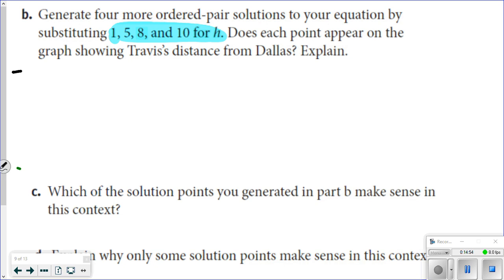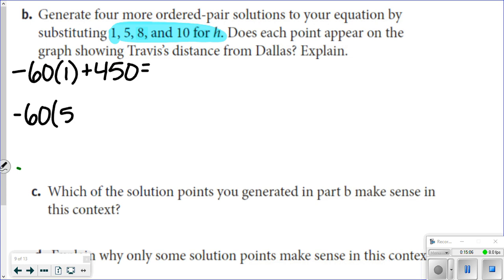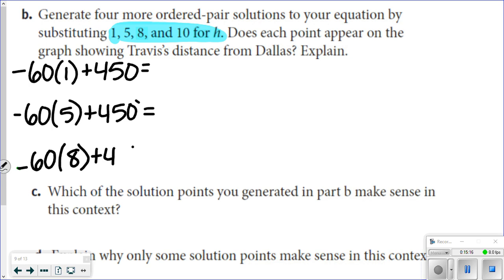So what you're going to do is you're going to take negative 60 times 1 plus 450 and get your answer. And then you're going to do the same thing for 5. Get your answer. 8 and 10. Go ahead and start working. Use your calculator to help you if you need it.